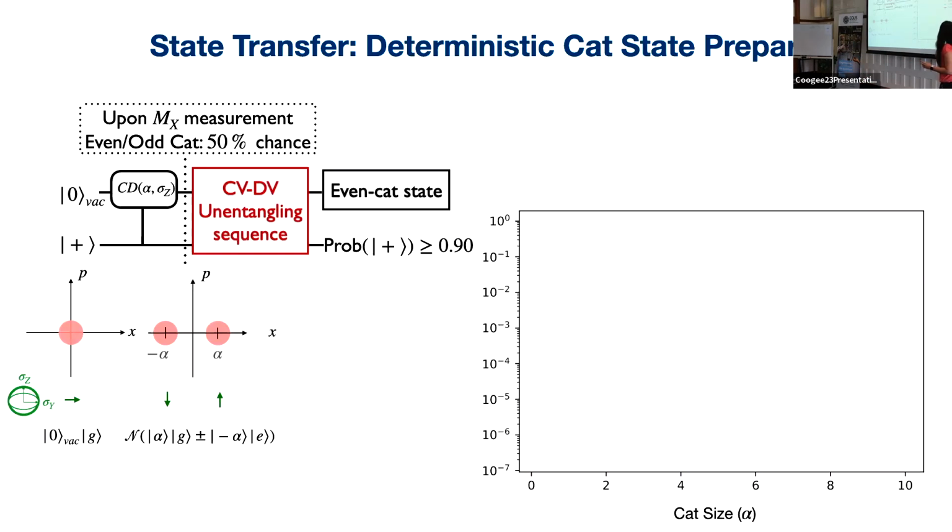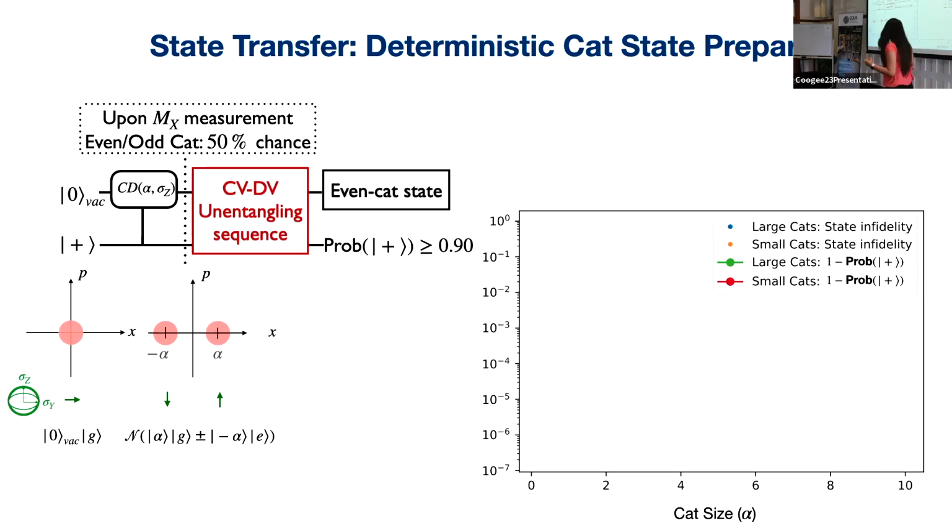For now, you just have to focus on the blue and the greens. The blue shows the state infidelity for the even cat state, and the green shows one minus the probability of getting a plus state here. So you want both of these to be low.